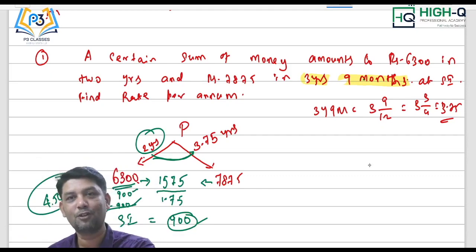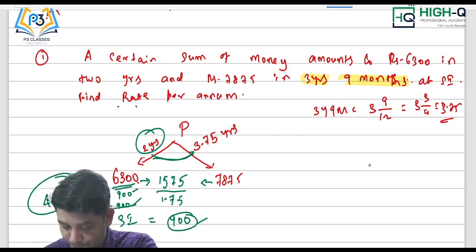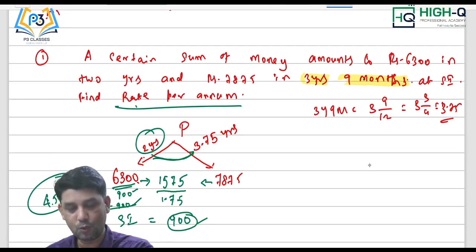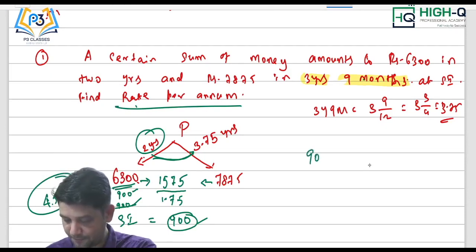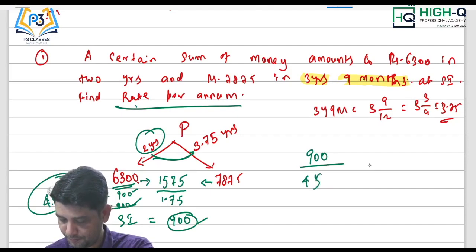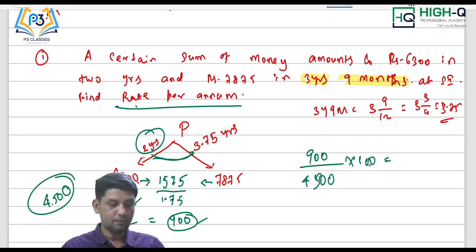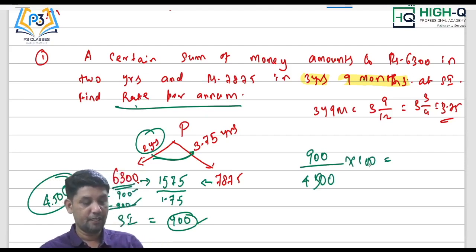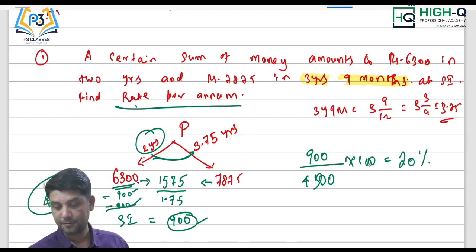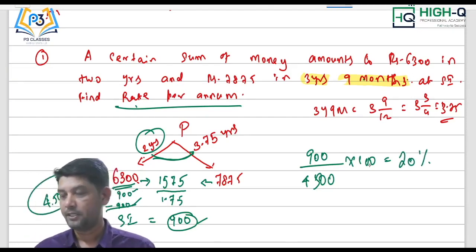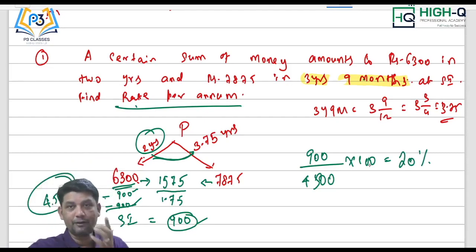How much is my principal? 4,500. Now they ask you to find the rate percent per annum. Simply do what I'm saying. Simple interest divided by principal into 100. Just tell me what exactly the answer is. 900 divided by 4,500. So are you getting 20%? Say yes or no. This is the way we need to approach, my dear.